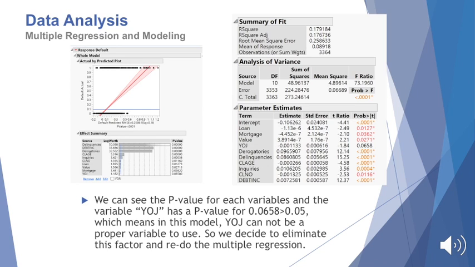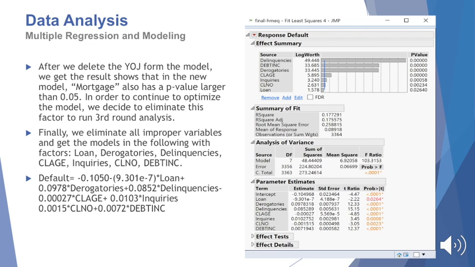However, when we check the p-value of each variable, we find that the year at present job has a p-value of 0.0658, larger than 0.05, which means in this model, year at present job cannot be a proper variable to use. So we decided to eliminate this factor from our model and redo the multiple regression.